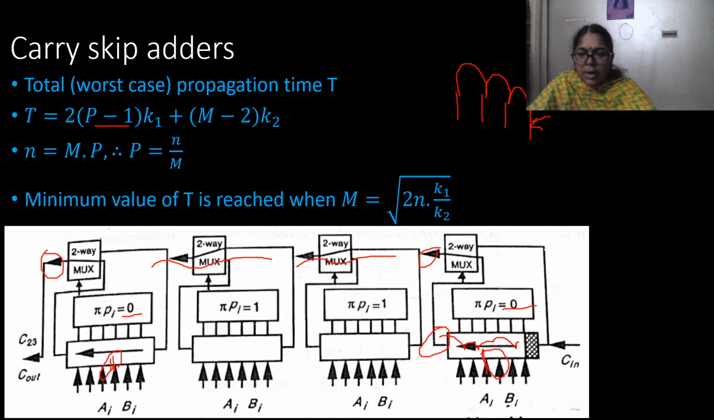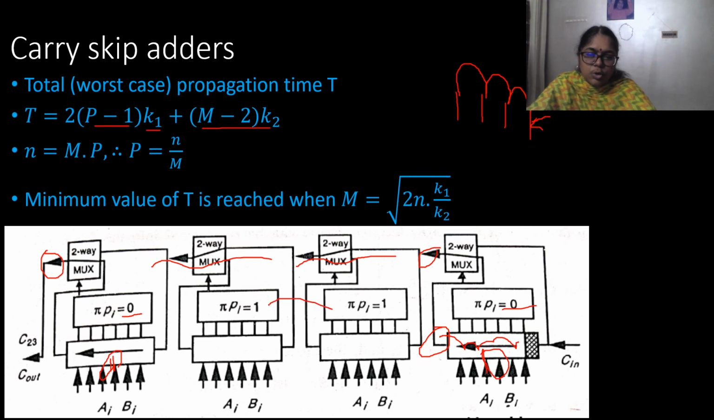So 2, because 2 blocks are propagating the carry, into P minus 1, because in each P adders P minus 1 propagations will occur, into K1, where K1 is the delay or the time needed by the carry to propagate through the adder cell, plus M minus 2 into K2. What is K2? K2 is the time needed for the carry to skip over the block.